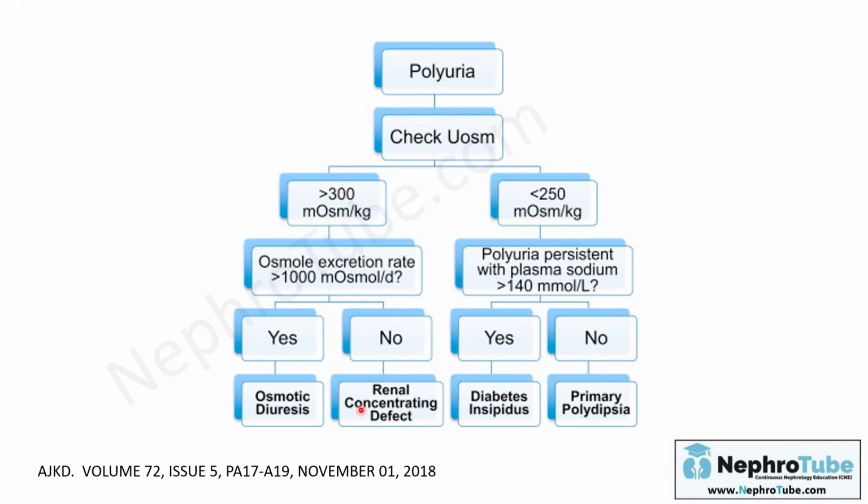I mean here there is a tubular defect in the patient which prevents renal concentration. These are for sure rare cases, except for diabetic osmotic diuresis and post-obstructive diuresis. So this is a rapid approach for diagnosis of polyuria.